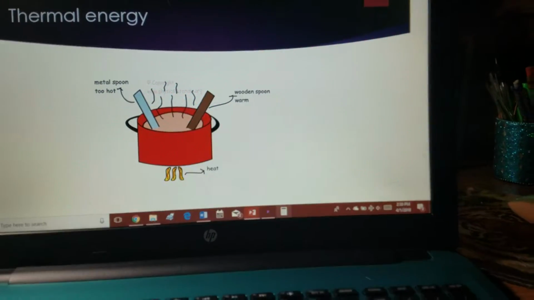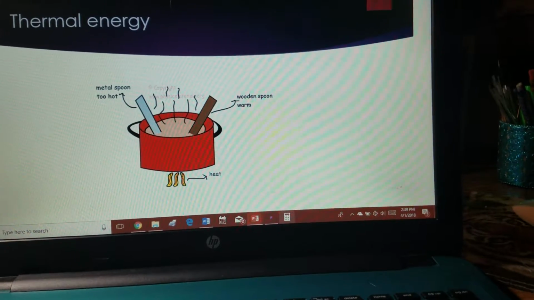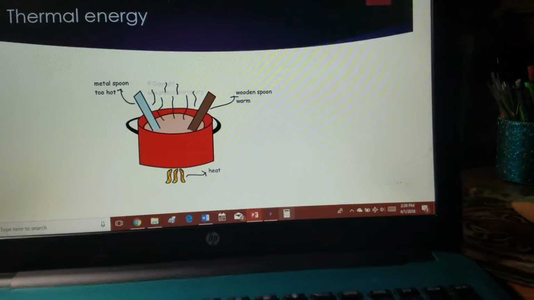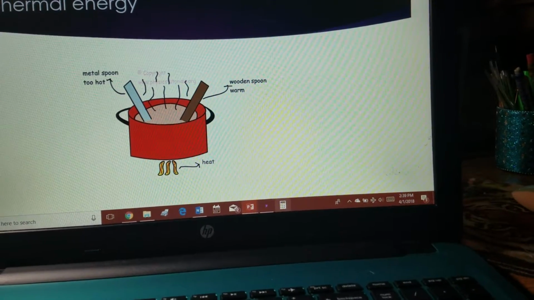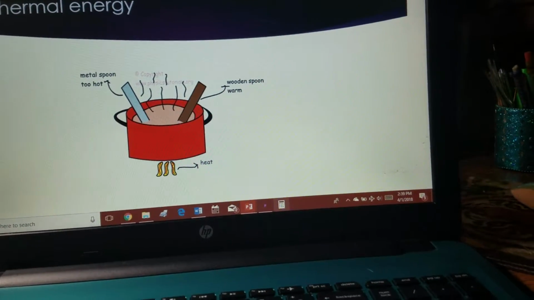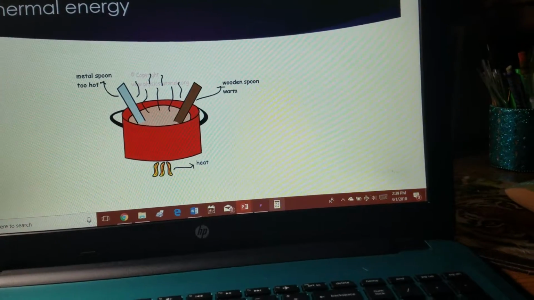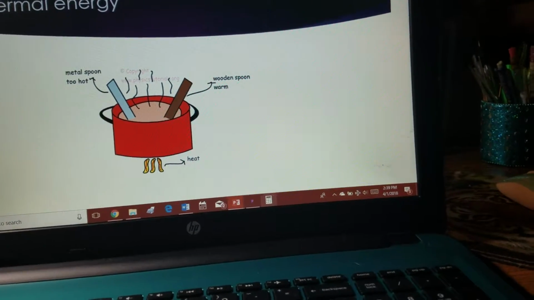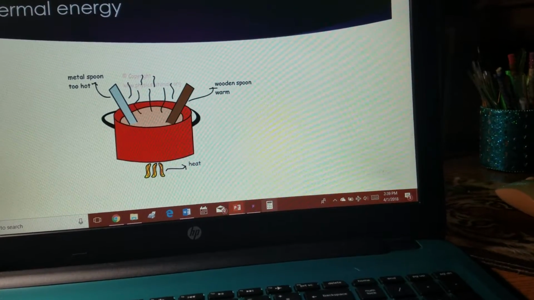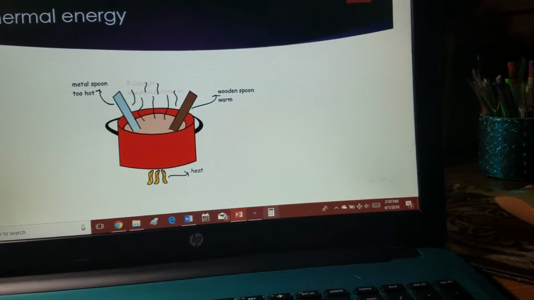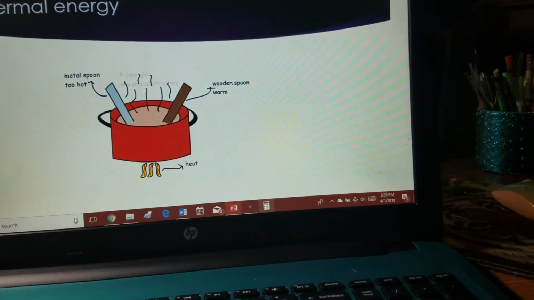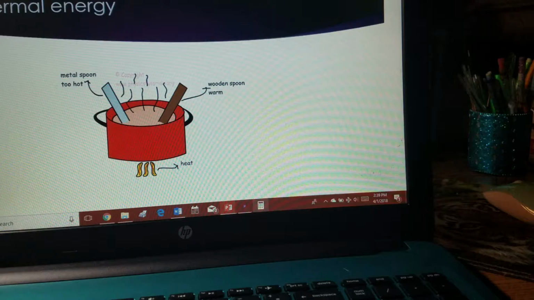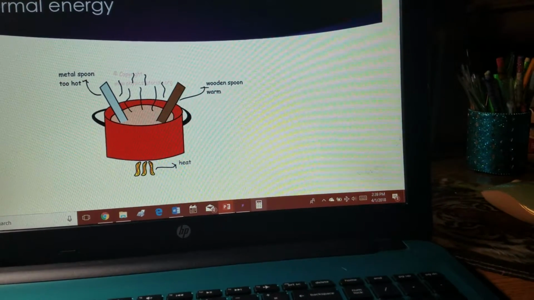An example of thermal energy would be a metal spoon in a hot pan and a wooden spoon in a hot pan. The metal spoon will have more kinetic energy inside of it, and it will heat up to the point that you are not able to touch it with your bare hands because it could burn you. A wooden spoon will not heat up to the point that you cannot touch it. It will just warm up, because the atoms in it are a lot slower and will not generate as much energy as the metal spoon would.